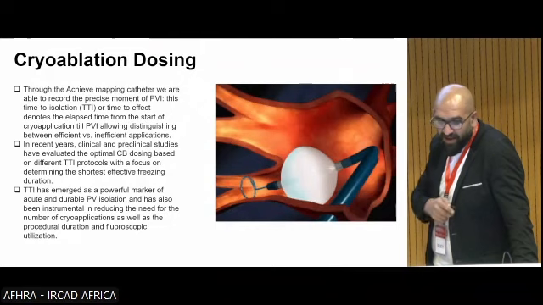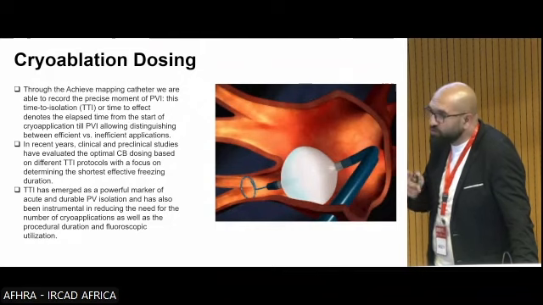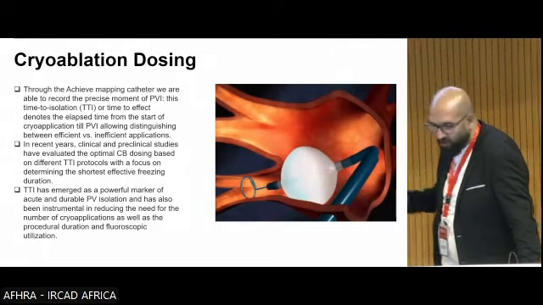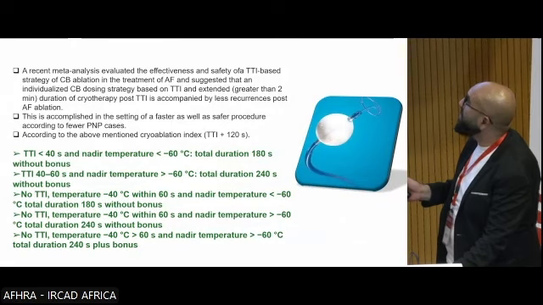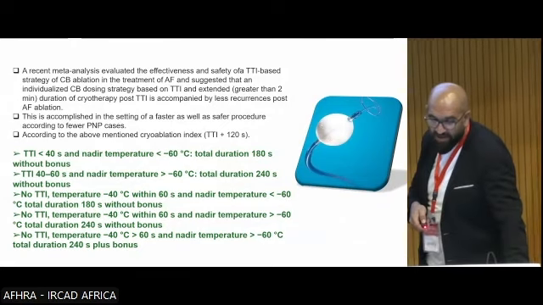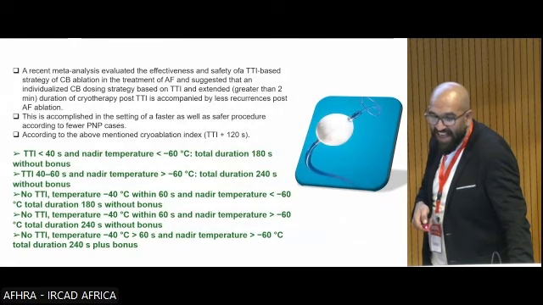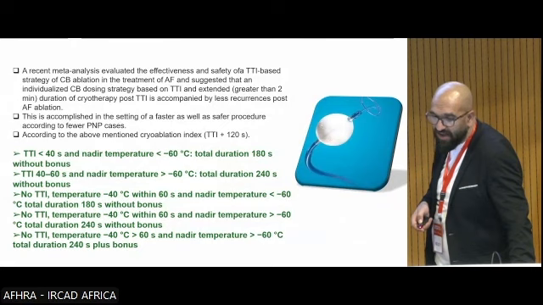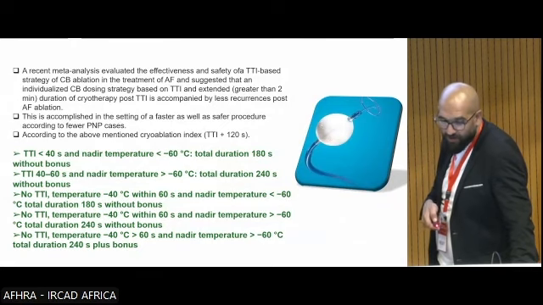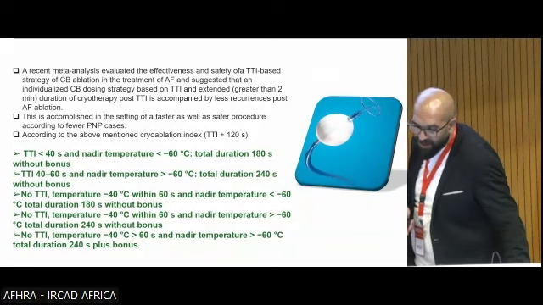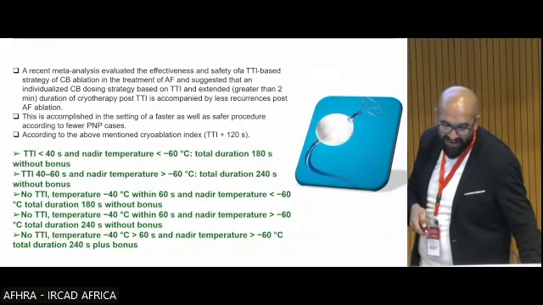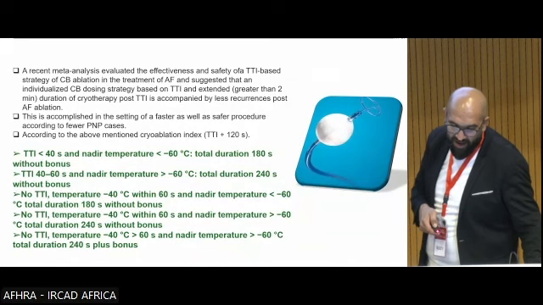Cryoablation dosing through the Achieve mapping catheter, we want to achieve time to isolation. And this is an important slide. Time to isolation less than 40 seconds and the nadir temperature less than -60, total duration is 180 seconds without bonus. Time to isolation 40 to 60 seconds and the nadir temperature more than -60, total duration 240 seconds without bonus.